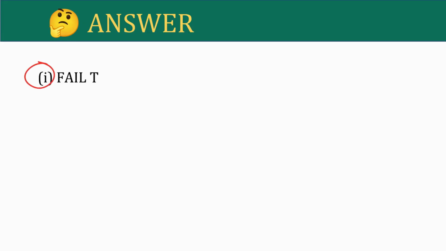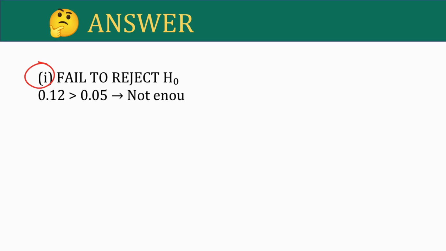Here's the answer. 1. We fail to reject the null hypothesis. 0.12 is greater than 0.05. We do not have enough evidence.